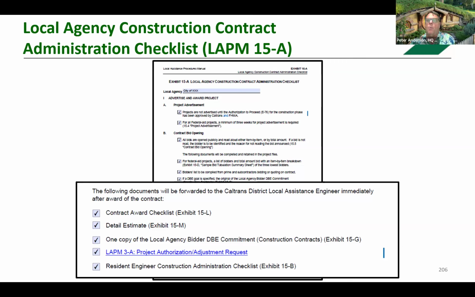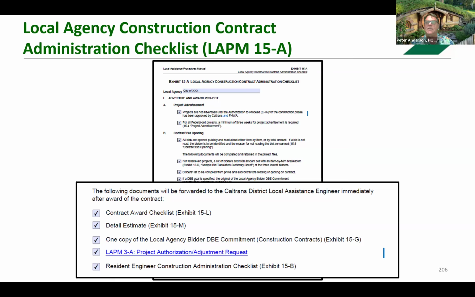The award package includes a contract award checklist. We'll now have a detail estimate, and this should be part of a 3A. By incorporating it with the 3A, if there are any award adjustments that need to be made, they can be made, and therefore update the costs between construction engineering or previous phases.